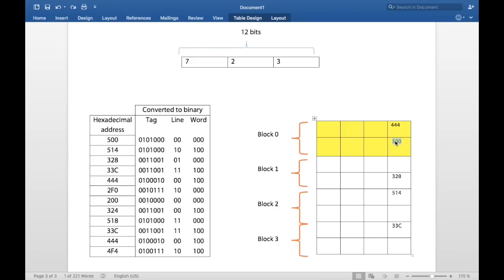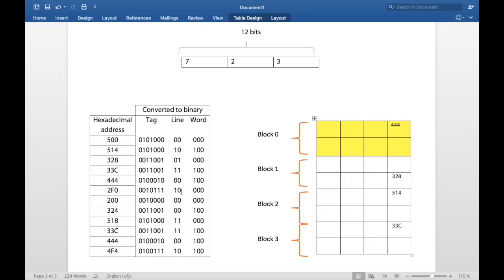No, the whole blocks move in and the whole block will move out. So now we have 444 here, 500 is out. Does it mean this is a hit? No, that's a different definition, and we're gonna see it soon. This is another miss. 444.